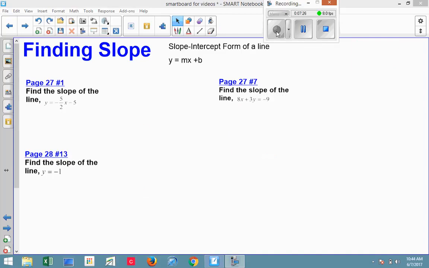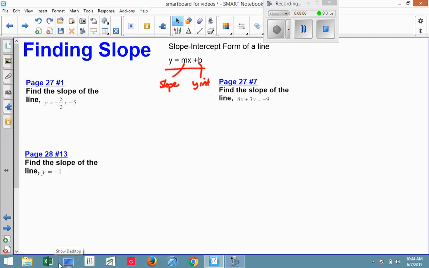Okay, next we're going to take a look at finding the slope of a line when we're given the equation of the line. So take a look at page 27, problem number 1. So if you recall, you learned in Algebra 1, the slope-intercept form of a line is y equals mx plus b. And recall that the m is the slope, b is the y-intercept. We don't really need to know that for this particular problem, but we do need to know that the number in front of the x, when it's in slope-intercept form, is the slope.